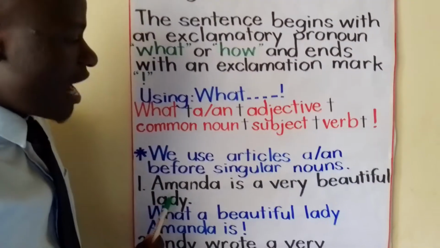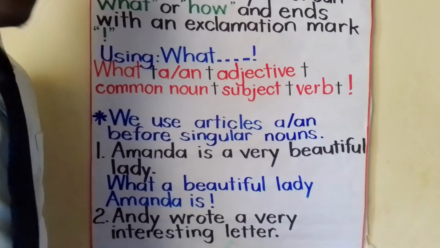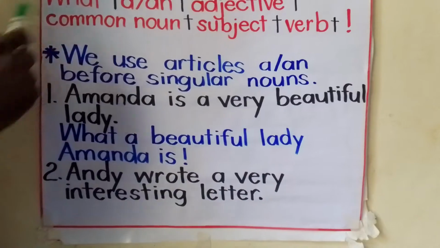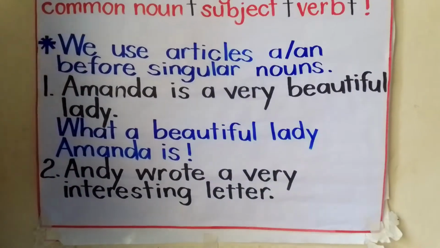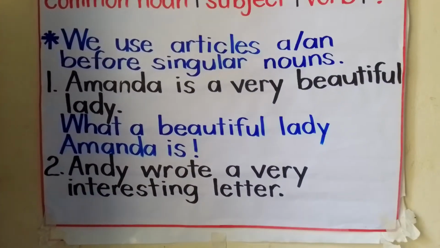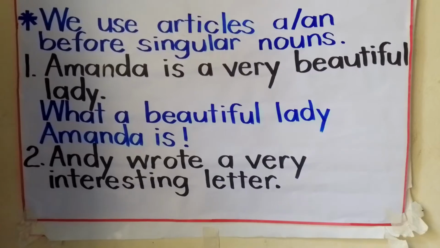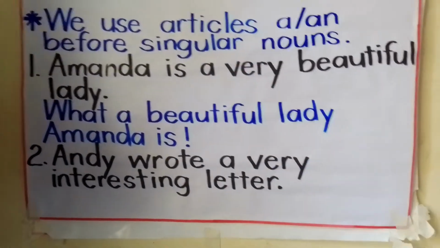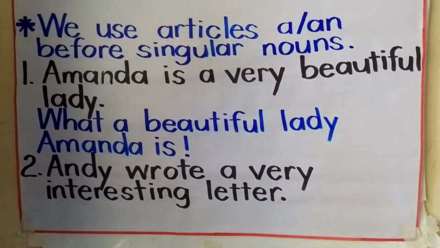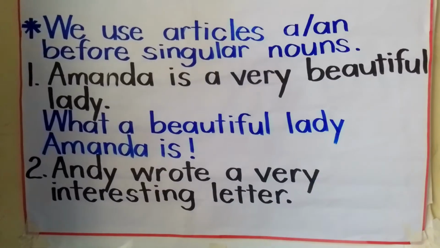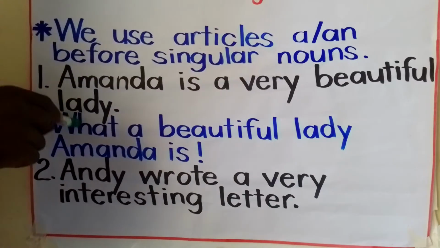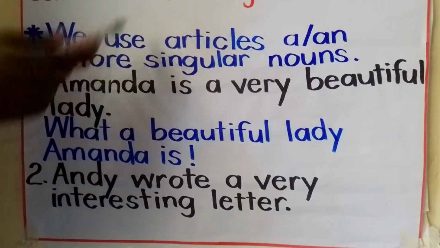Number 1. Amanda is a very beautiful lady. What in this particular case means the same as very. What and very are used as adverbs of degree. Both words are used to show extremity. So very and what can never be used in the same sentence when we are talking about exclamatory sentences, because very and what show extremity. So very will be dropped because we have to use what, which has the same meaning as very in this particular case.